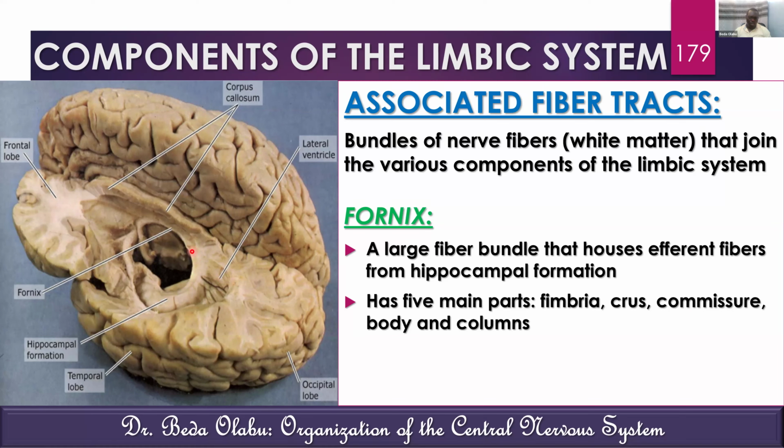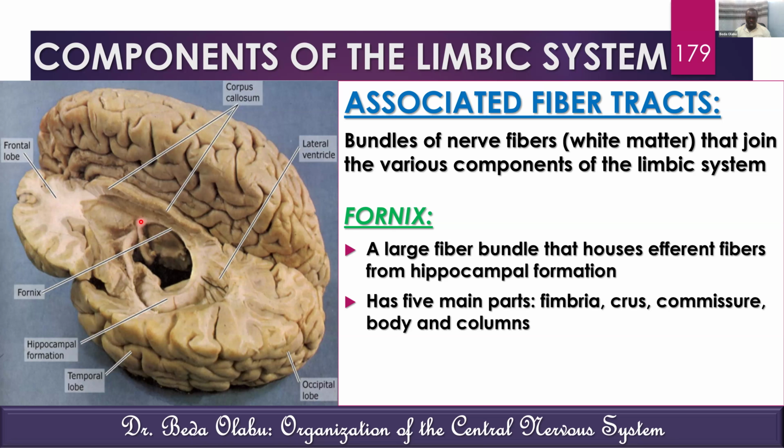Then beyond the commissure is the region where they have now met, they're in contact, right and left. That's what we call the body of fornix. And then finally, we have anterior and posterior columns of fornix with reference to the anterior commissure.